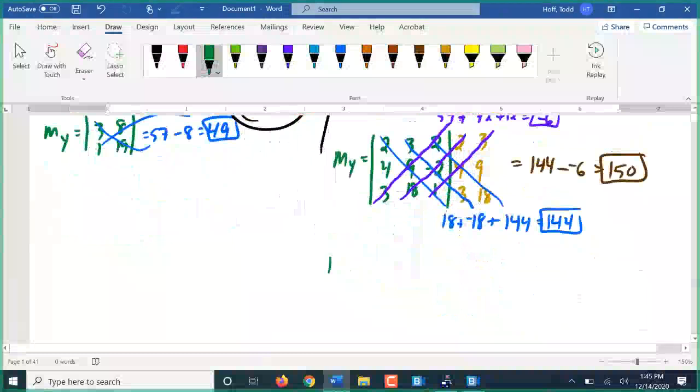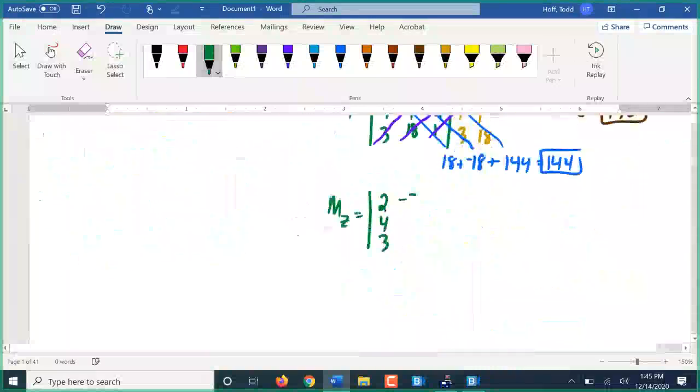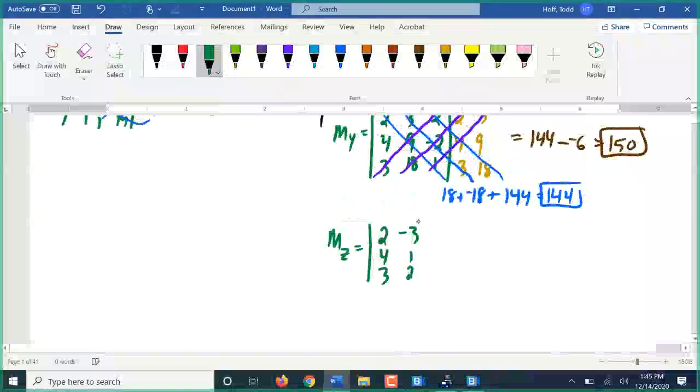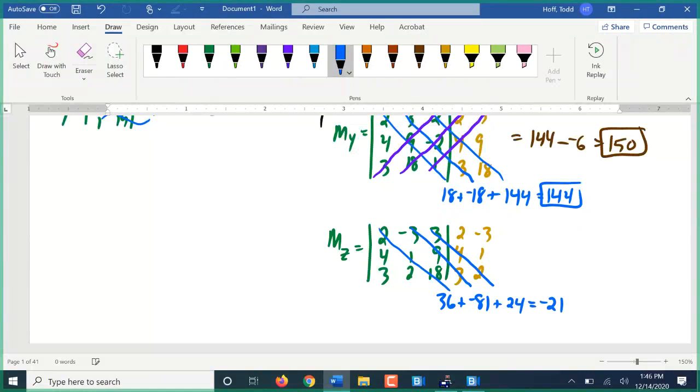My Z matrix. My X's, my Y's are back, -3, 1, 2. And my Z's get replaced with the constants. Rewrite those first two rows. Down diagonal, 2 times 1 times 18 is 36. -3 times 9 is -27, times 3 is a -81. 3 times 4 is 12, times 2 is 24. What is that, -21 it looks like?